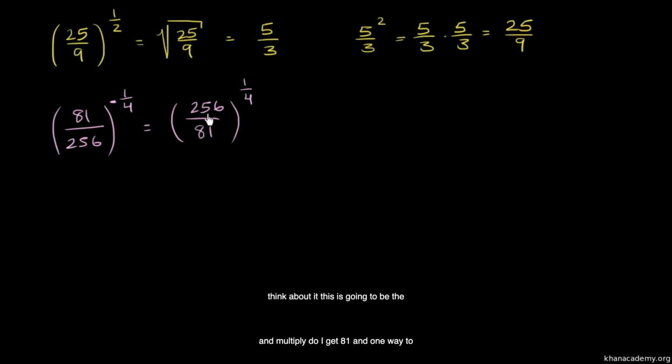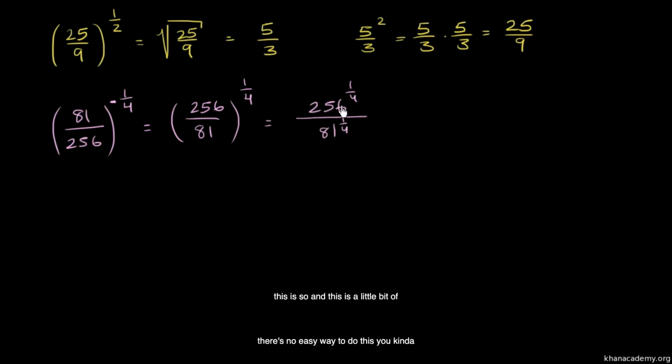And one way to think about it, this is going to be the same thing. And we'll talk about this in more depth later on when we talk about exponent properties. But this is going to be the exact same thing as 256 to the 1/4 over 81 to the 1/4. You in fact saw it over here. This over here was the same thing as the square root of 25 over the square root of 9, or 25 to the 1/2 over 9 to the 1/2. So we're just doing that over here. So we still have to think about what number this is.